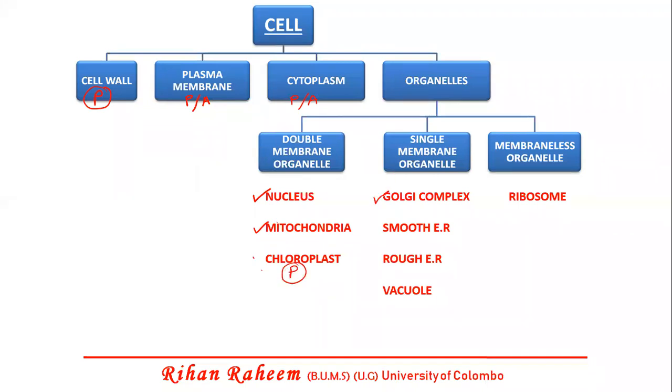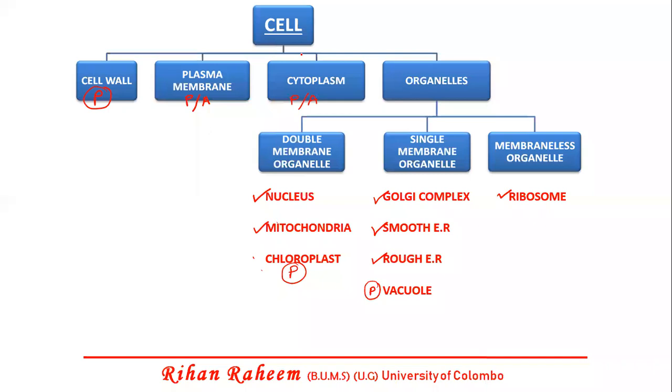Golgi complex, it is present in plant and animal. Smooth endoplasmic reticulum, present in both. Rough endoplasmic reticulum, present in both. But vacuole, large vacuoles are present mainly only in plants. Sometimes in animals there may be small ones, but vacuole is mainly related to plants. Ribosome is present in both.